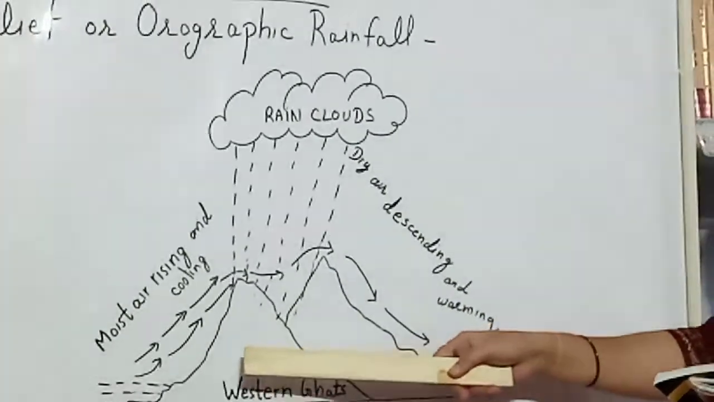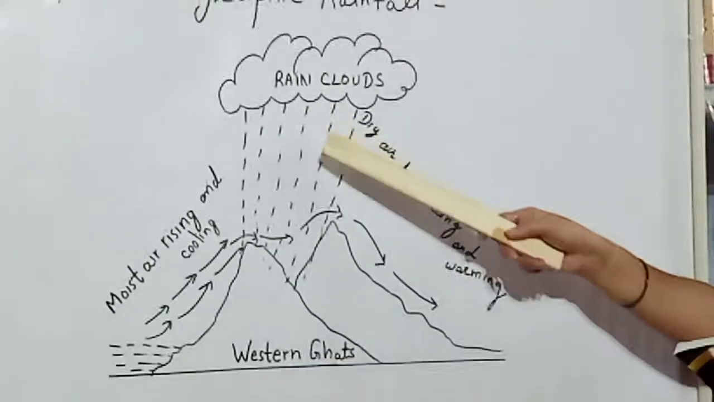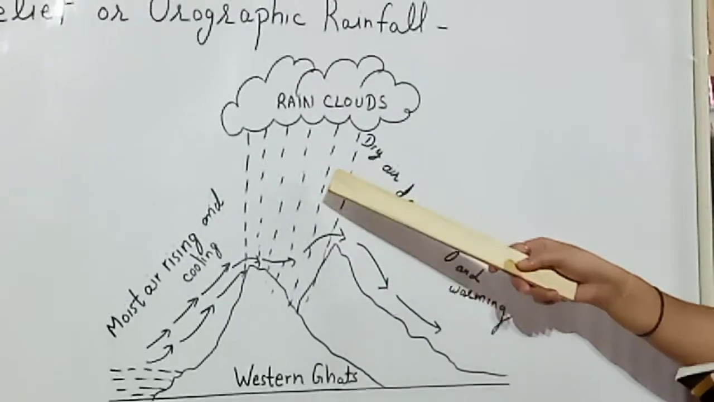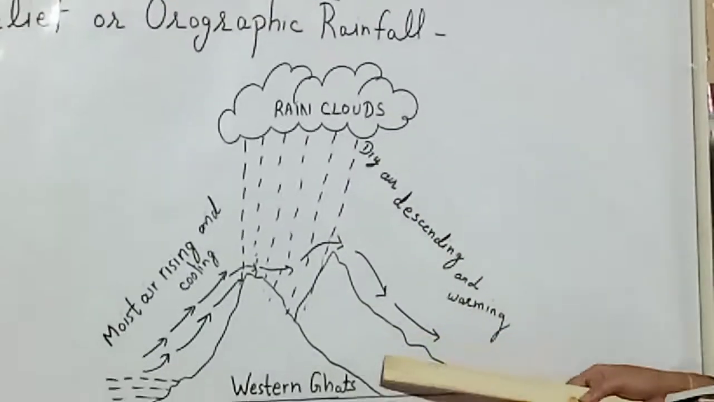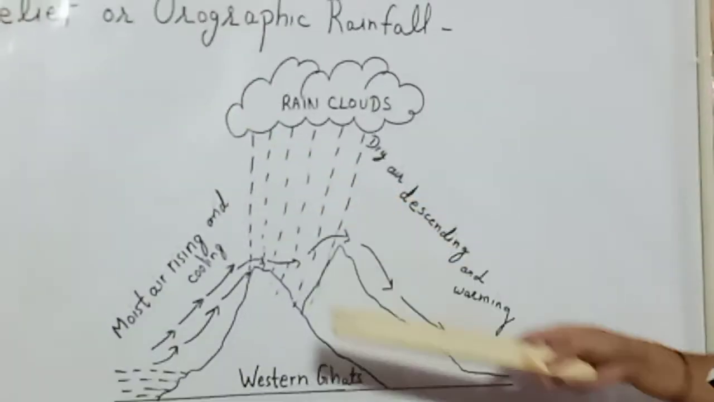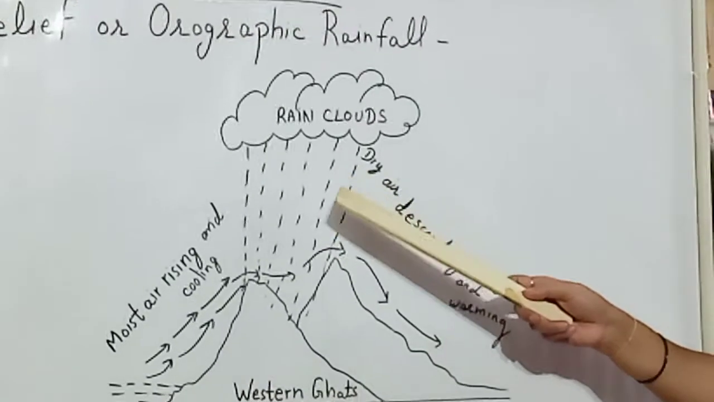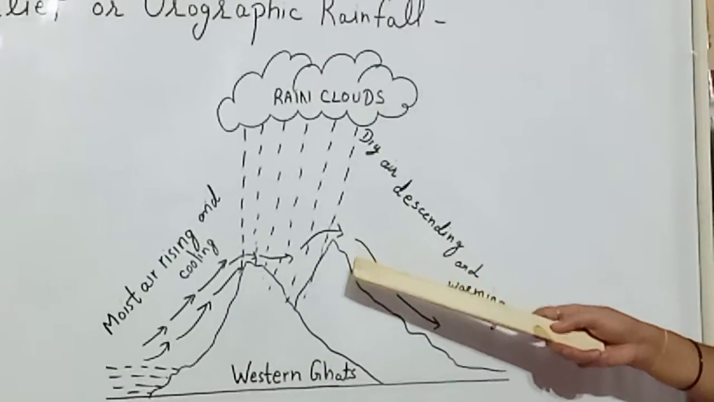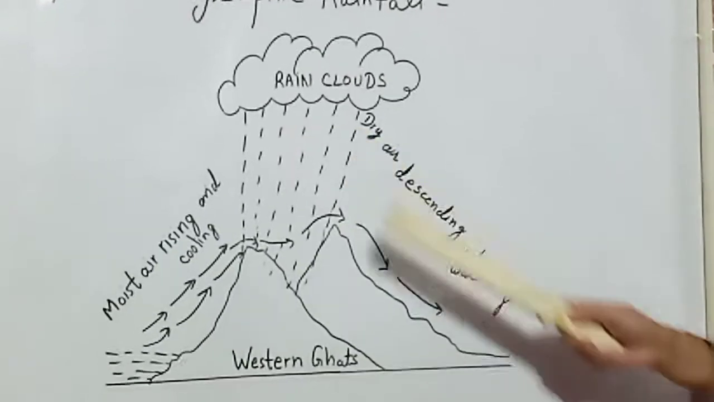Up the slope of the mountain or plateau, and on further cooling, it forms clouds. When saturated, these clouds give rain. This rain is called the relief rain because it is caused by the relief feature. So what is the relief feature? Relief features are mountains and plateaus. These features are all called relief features.